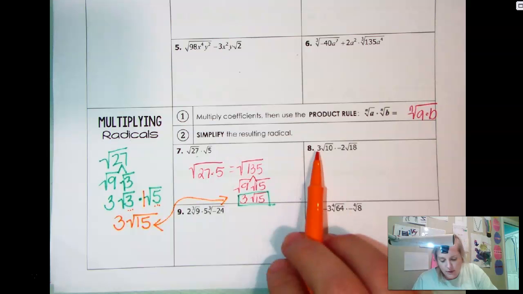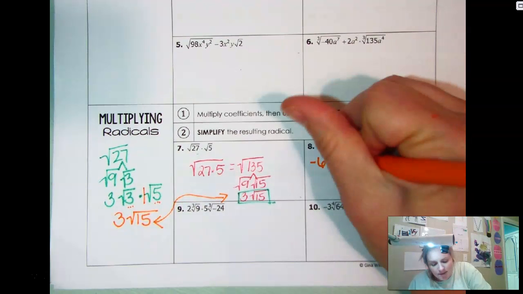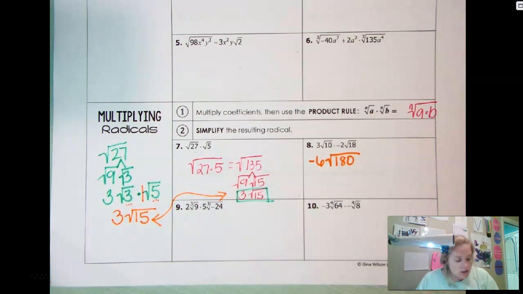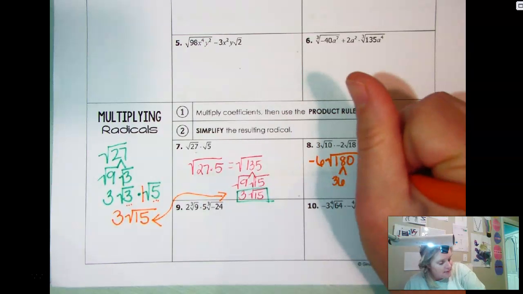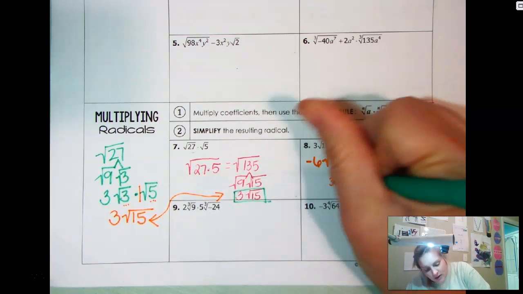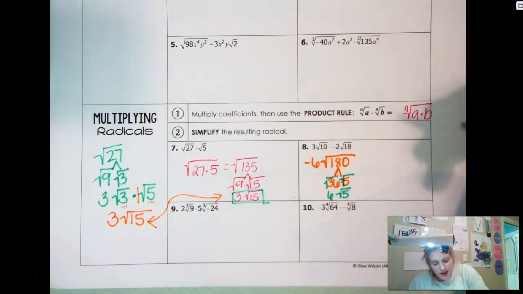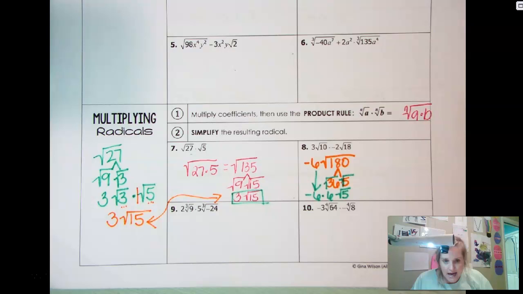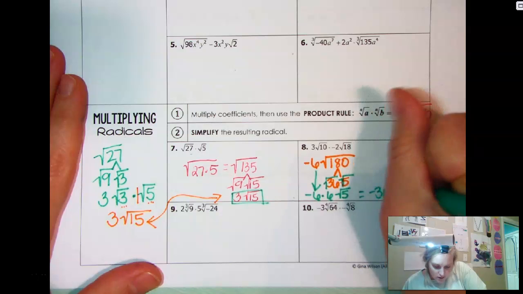Okay? For number 8, let's just go ahead and do the multiplication and then we can simplify. So 3 times negative 2 is negative 6. Okay, and then we have 10 times 18, which gives us 180. So we're looking for the perfect square that goes into 180, which is 36 times 5. Then you're going to take the square root of 36, which is 6. The square root of 5 is not perfect, so it stays in the radical. Then we bring down that negative 6, and you multiply what's on the outside times negative 6. Negative 6 times 6 gives you negative 36 square roots of 5.